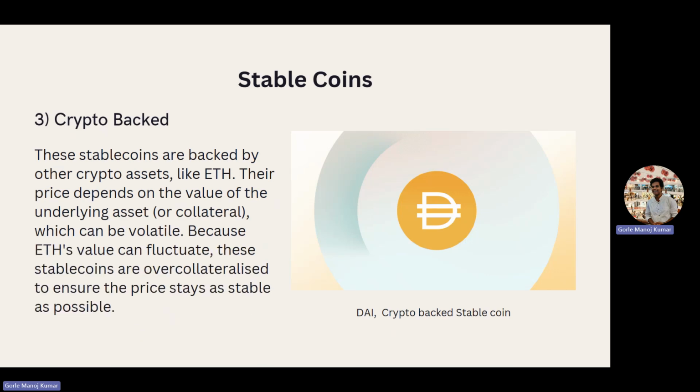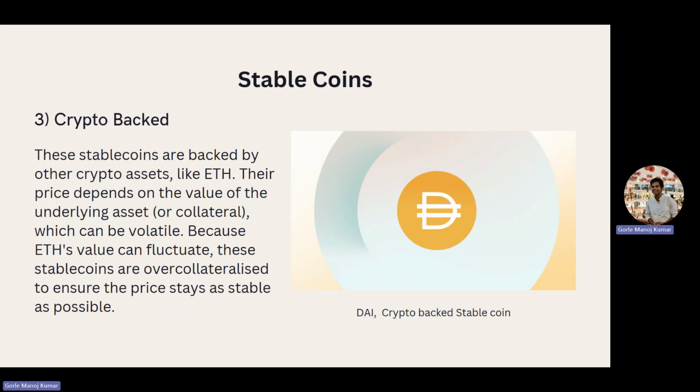So, crypto-backed stablecoins. What do they do? Instead of USD as collateral, there may be ETH as collateral, BTC as collateral, or it is pegged to ETH or BTC, and you get that crypto. What happens here is it would be a constant value of ETH.